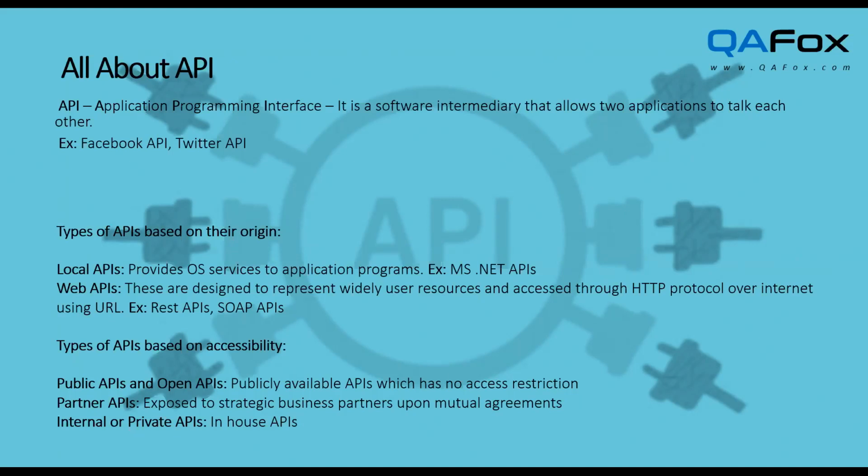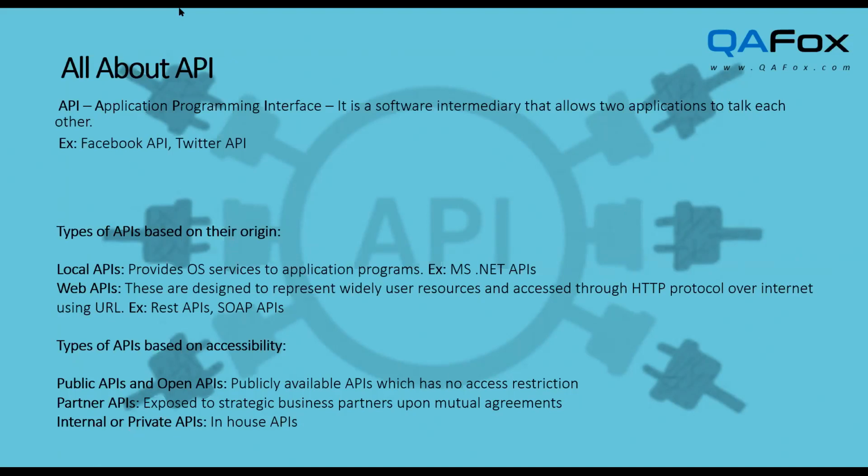And the next is internal or private APIs. These are completely internal to the organization itself, so we can simply call them in-house APIs. They are completely restricted. Even with authorization or authentication, you wouldn't be able to access these APIs. I think so far so good. If you have any doubts, you can ask about these things.